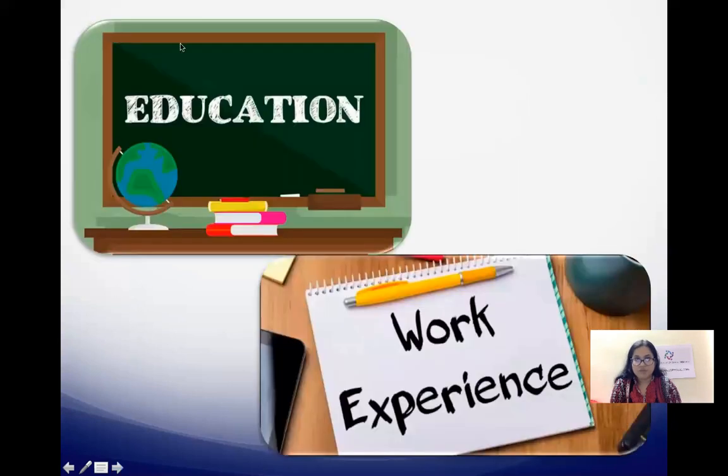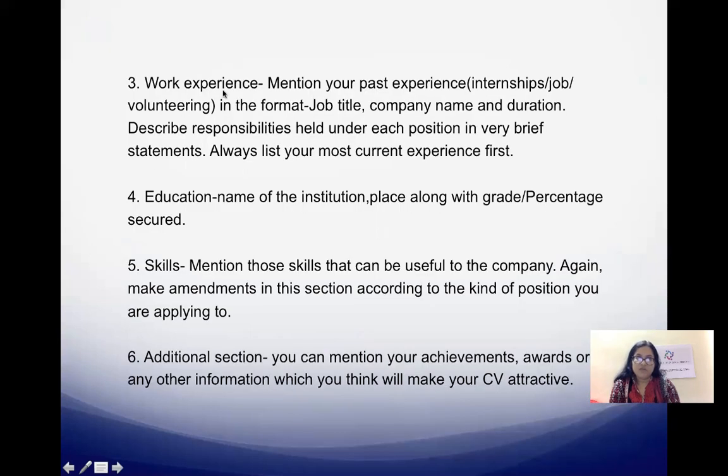And now we'll look at how to add education and work experience in a CV. First, we'll look at the work experience. Mention your past experience, internship, job, volunteering, in case you're a fresher. Use a format like job title, company name, duration, and describe the responsibilities handled under each position in a very brief statement. Always list your most current experience first.